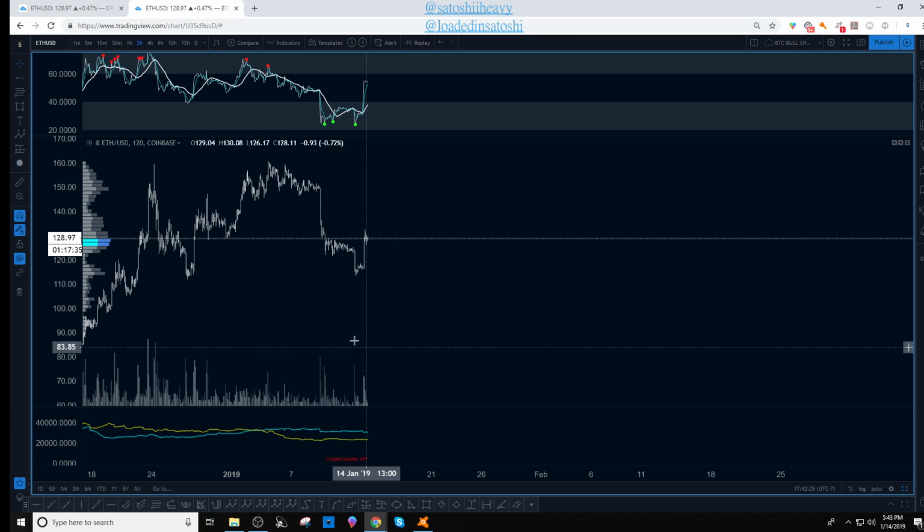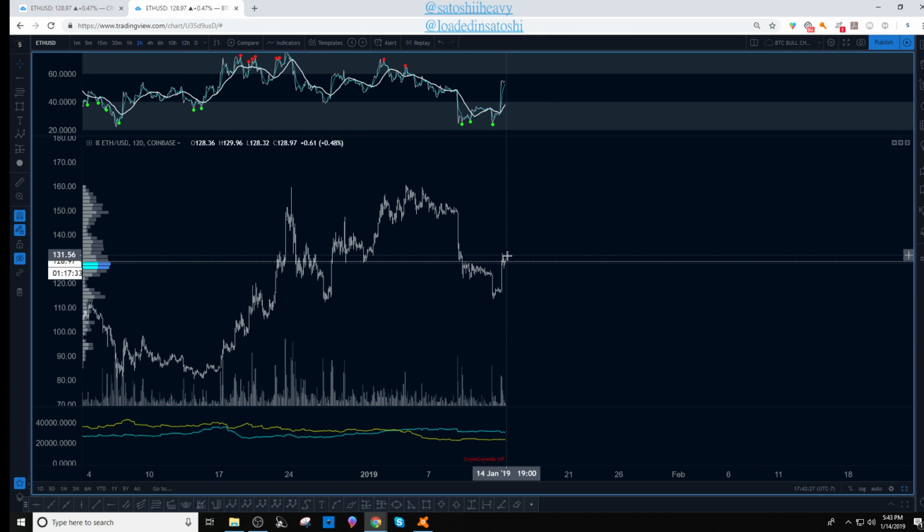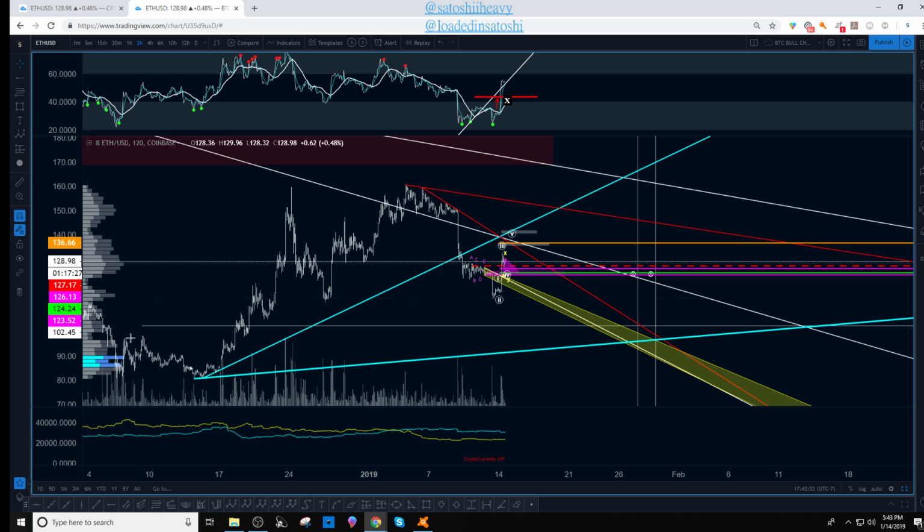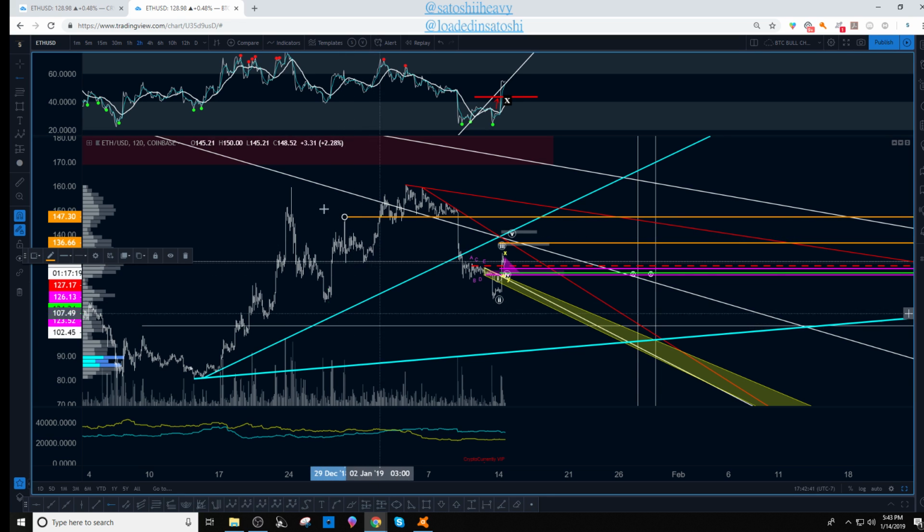So, yeah. And then this will get taken out. This high will be attacked at least. Does that match with anything? Ooh, perfect. Not really perfect, but final target right here.